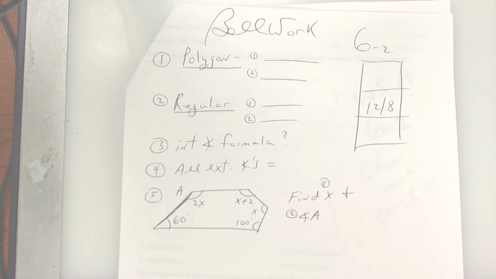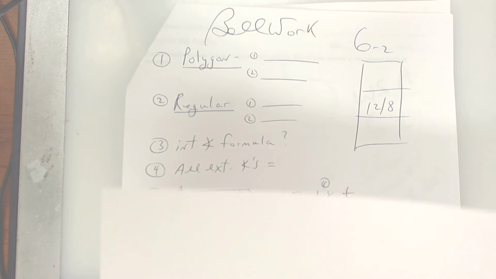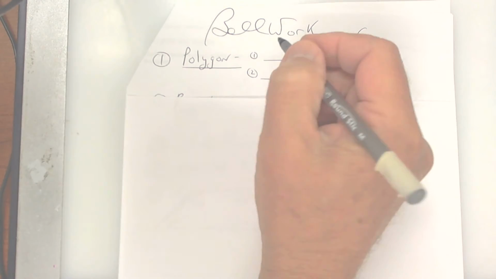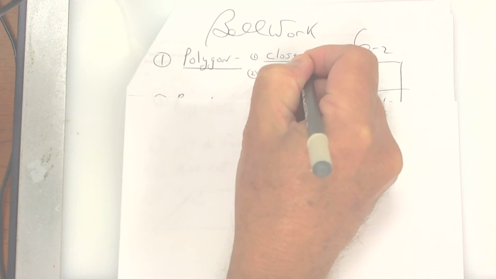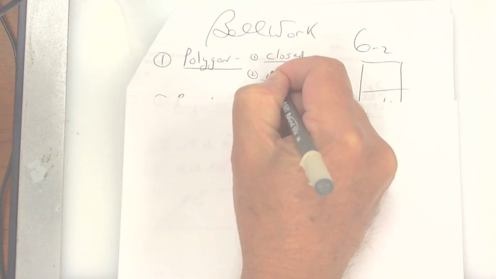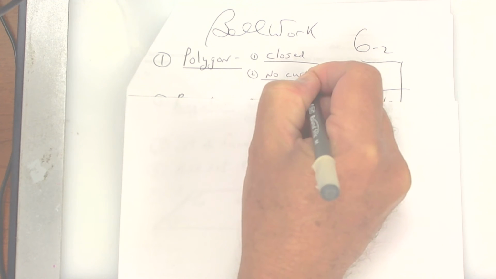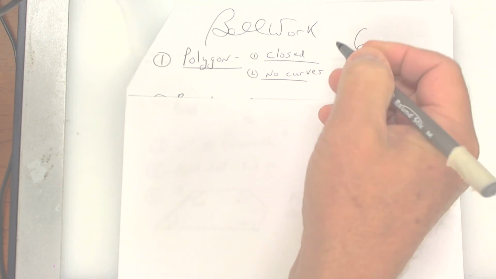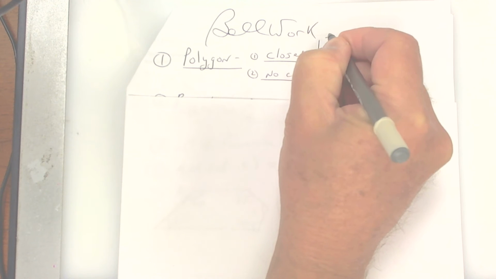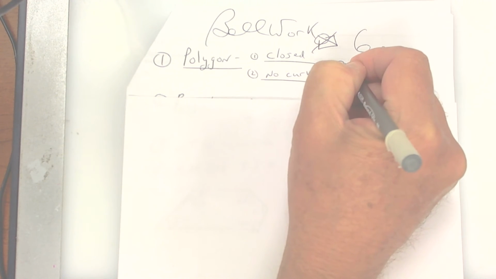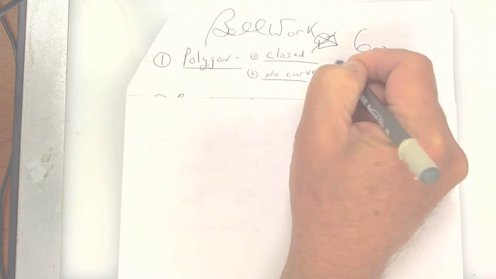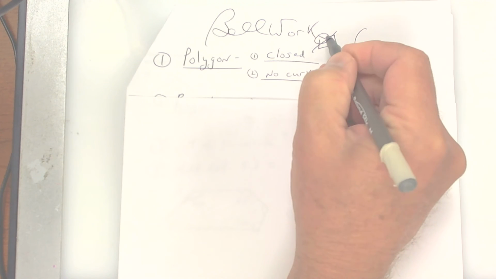Okay, so geometry, let's take a look here. A polygon, well, what is a polygon? A polygon is closed and has no curves. In other words, this is open right here, so that's not a polygon. This has a curve, and that is not a polygon. So it's got to be closed with no curves.